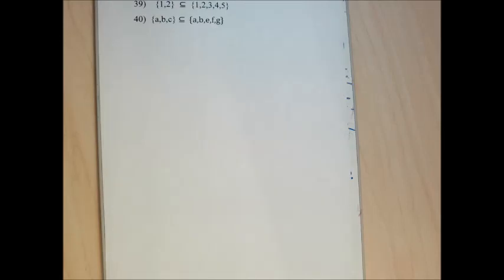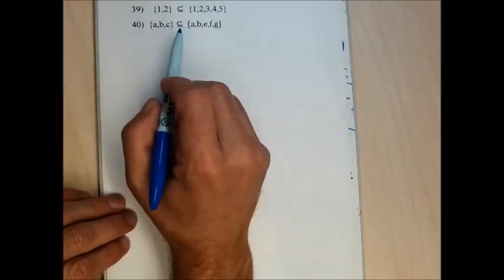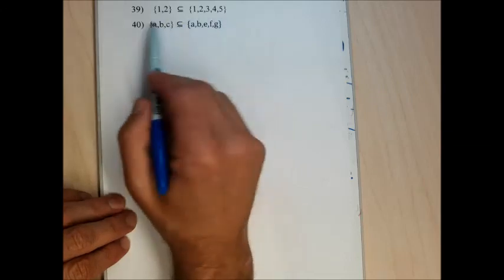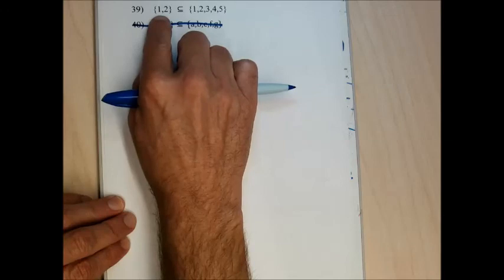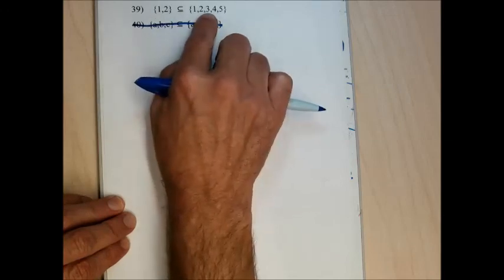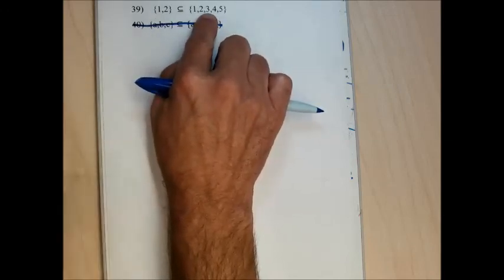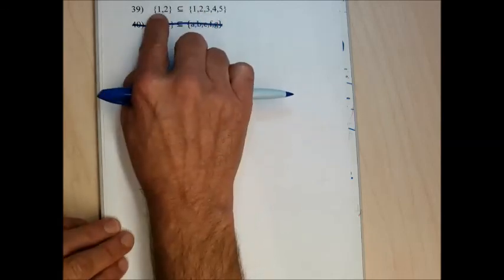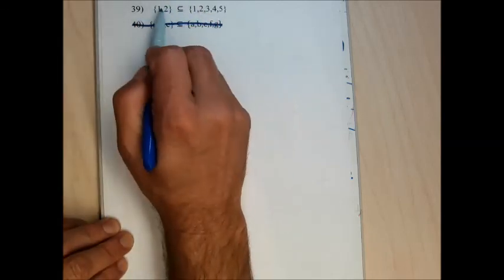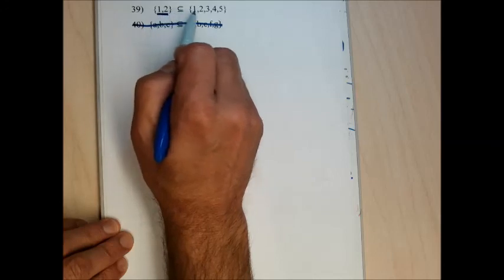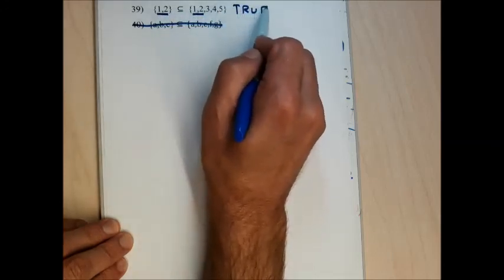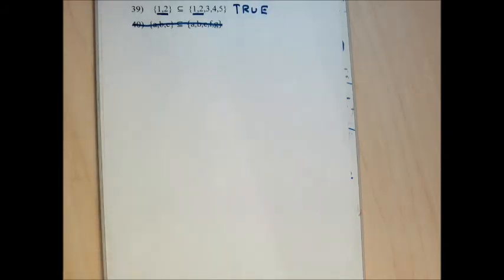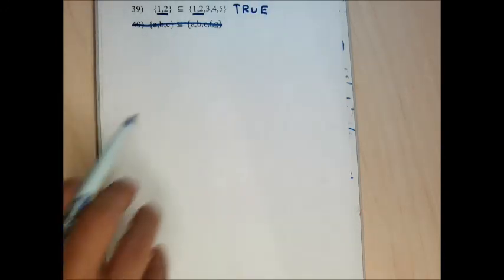So let's look at 39 and 40, see if we have subsets here. My 40 has a different answer than your 39. Let's do 39 then. Is the set containing 1, 2 a subset of the set containing 1, 2, 3, 4, and 5? There's only 2 criteria. This has to be a set, which it is, and every element in the left set needs to be contained in the right set, which it is. This is true because it satisfies the 2 rules of being a subset.